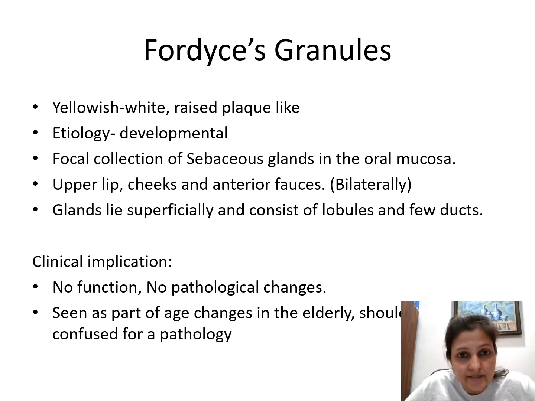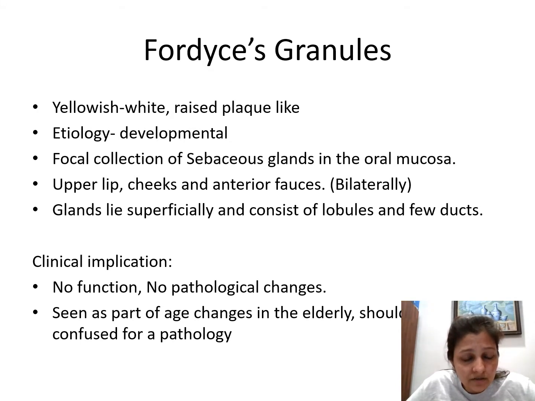Fordyce's granules. Fordyce is the name of a person who probably gave the description of these granules. They are yellowish white, raised, plaque-like, and they're developmental in origin and nothing but focal collections of sebaceous glands in the oral mucosa. They're often found bilaterally in the upper lip, cheeks, and anterior facial region. They lie superficially and consist of lobules and few ducts. So they're nothing but collections of sebaceous glands.